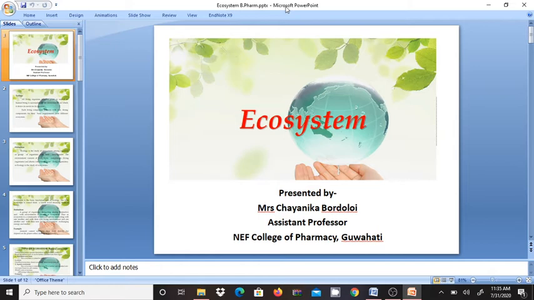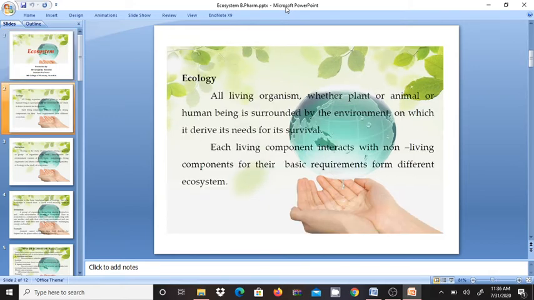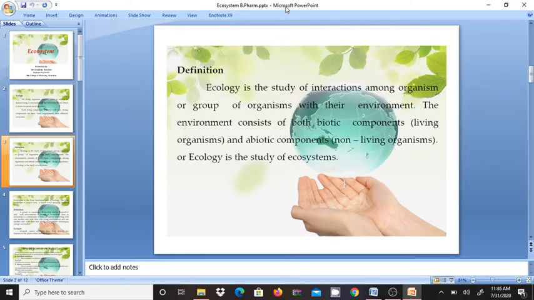Today I am going to discuss the topic of ecosystem. So ecology: all living organisms, whether plant, animal or human being, are surrounded by the environment and they need to survive in the environment. Each living component interacts with non-living components for their basic requirements in the ecosystem. So the definition: the study of interactions among organisms or groups of organisms with their environment.